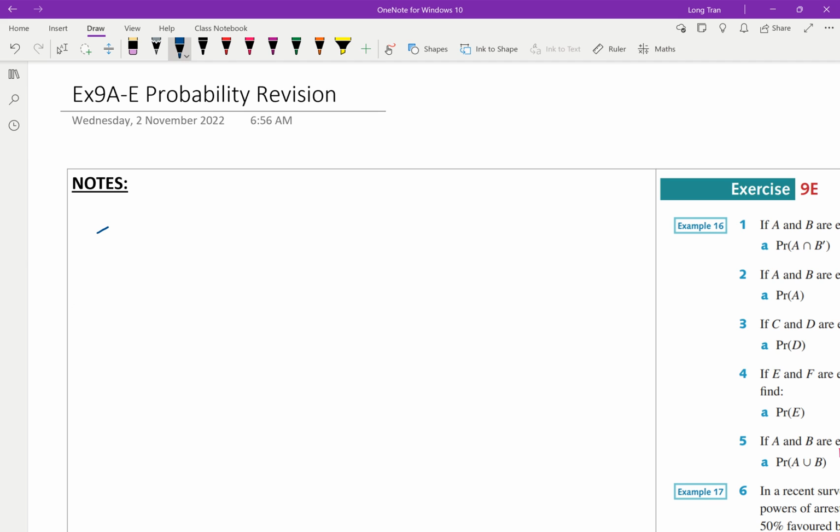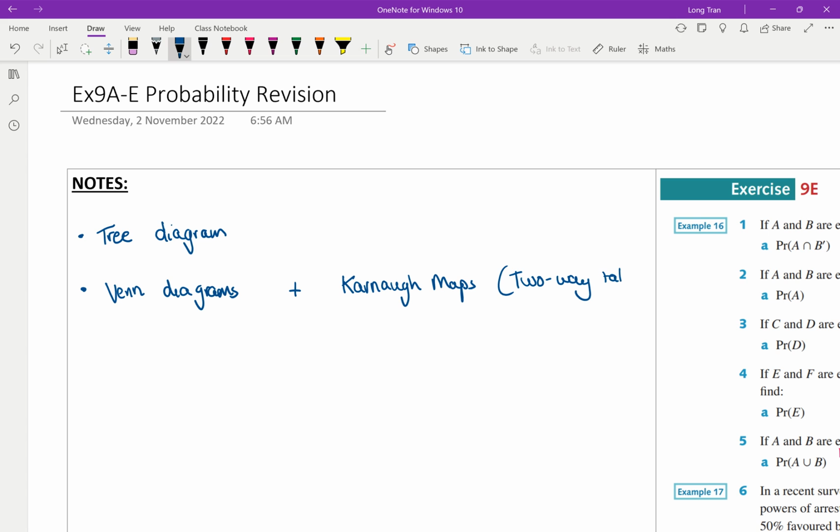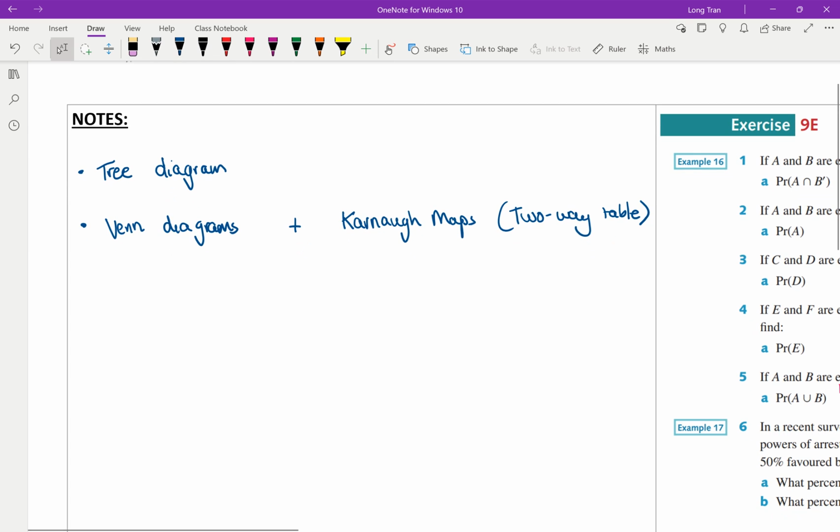These are the things you need to know. How to use a tree diagram. That's the first thing. Number 2, you should know your Venn diagrams and how that links to Karnaugh maps. Hands up if you know what a Karnaugh map is. There's another name for it as well, just in case you're not sure. It's a two-way table. That's the name that I learned it as. So Karnaugh maps or two-way table.